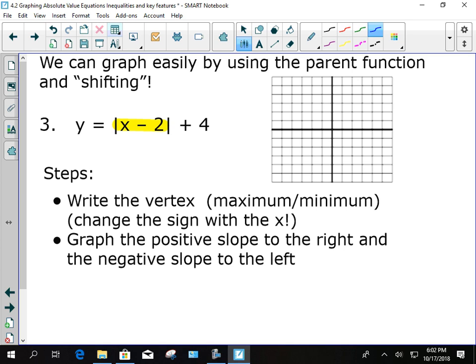So if it's with the x, it lies. If it's by itself, it tells the truth. With your x moves you right or left. You want to write these arrows. By itself moves you up or down.